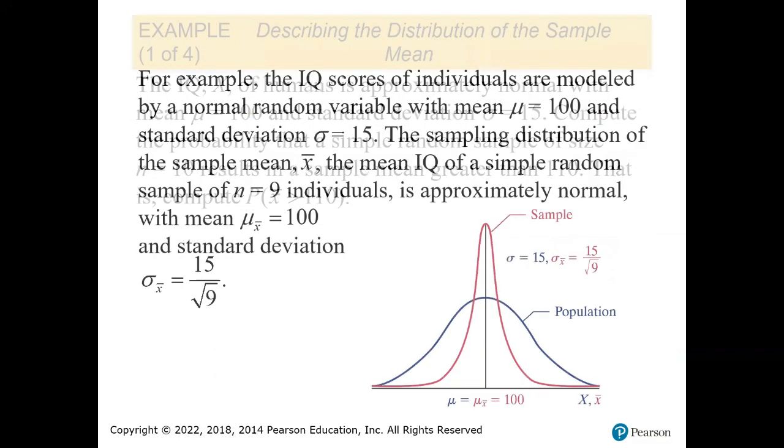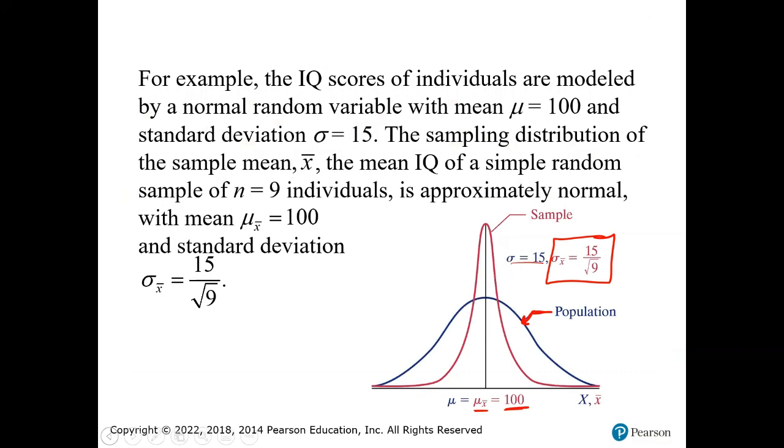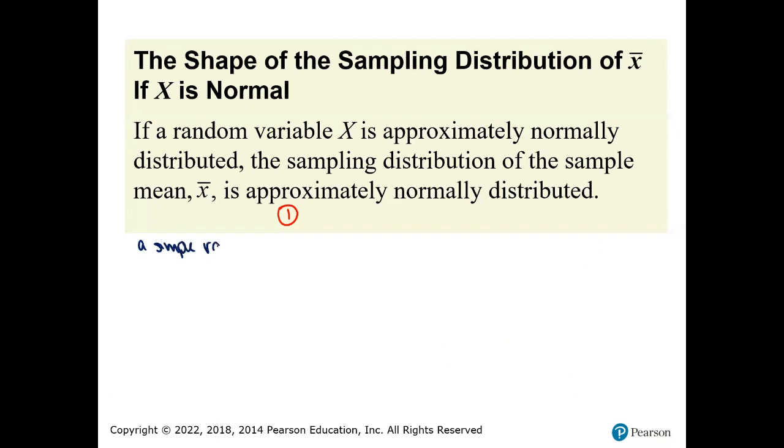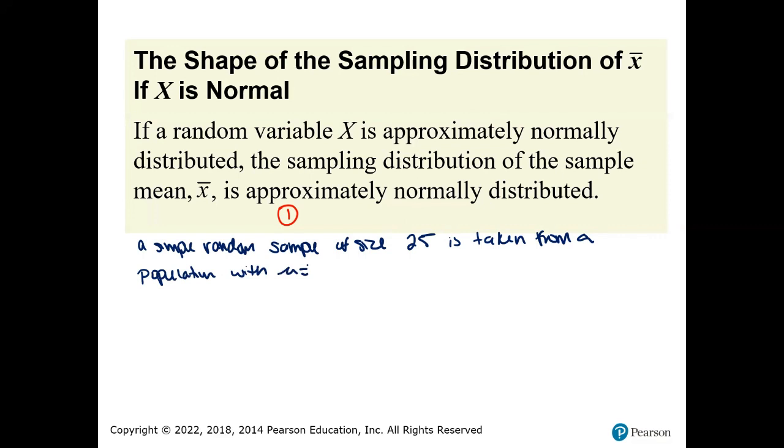Just really quick here, I'm going to do another example before we move into the problem that's after this. A simple random sample of size 25 is taken from a population with mean equal to 80 and a standard deviation equal to 10.